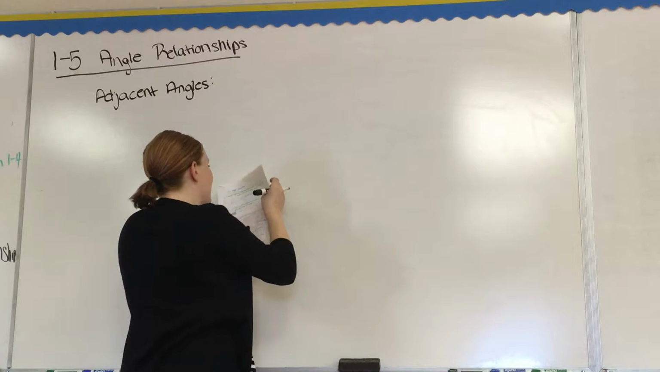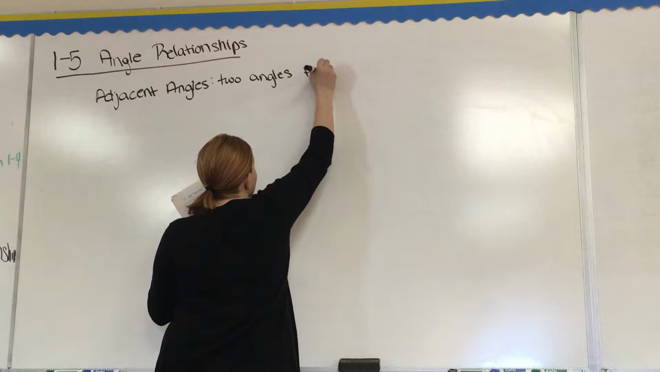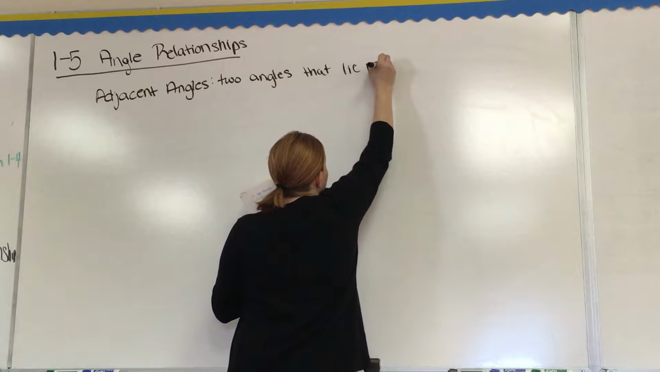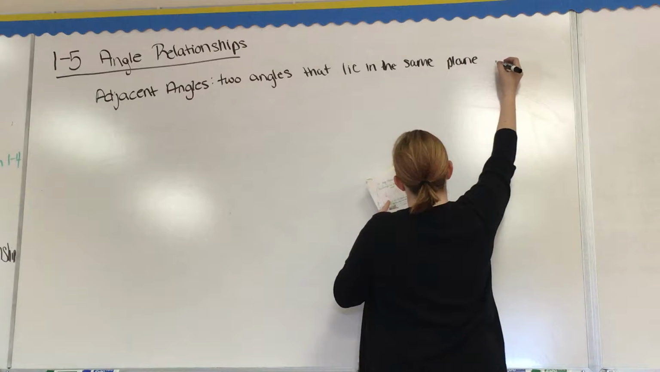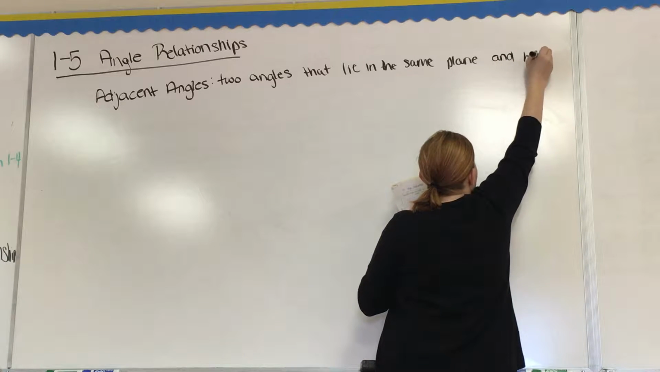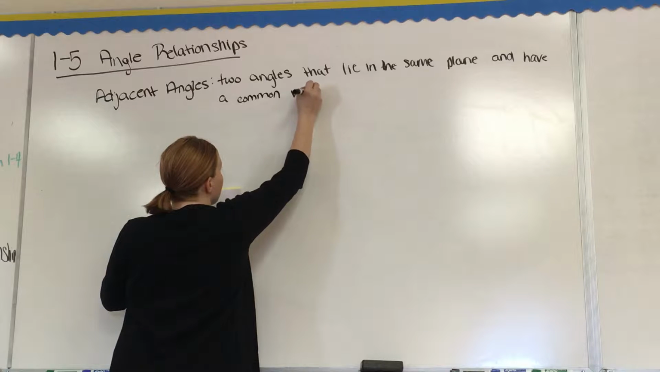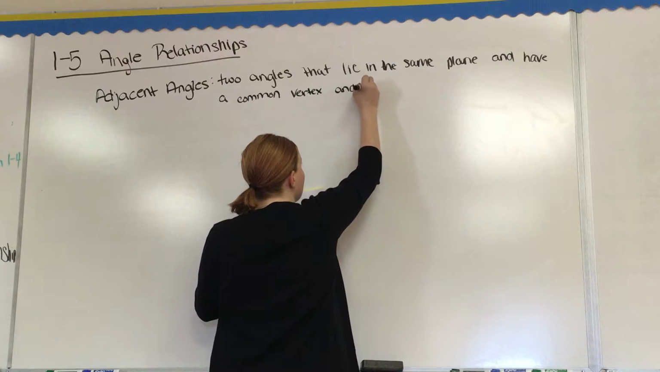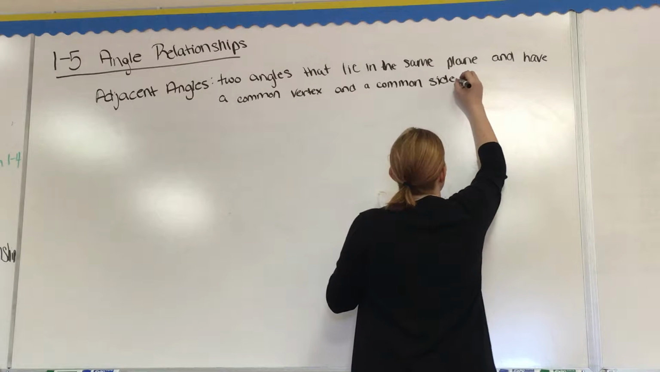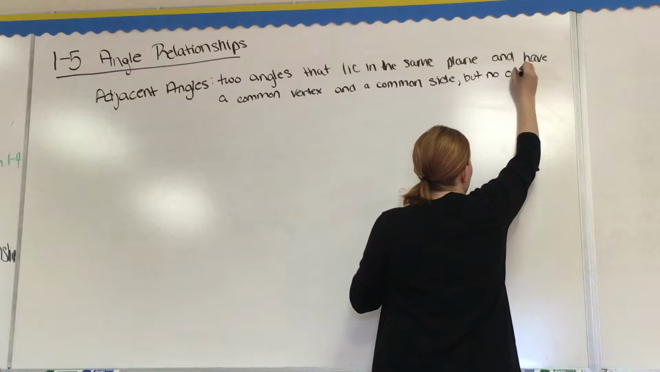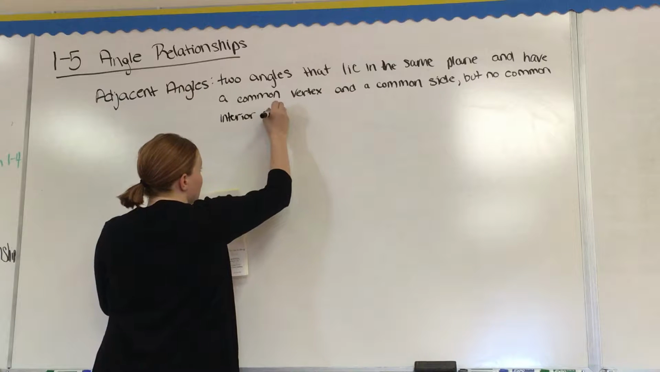So adjacent angles are two angles that lie in the same plane and have a common vertex and a common side, but no common interior points.